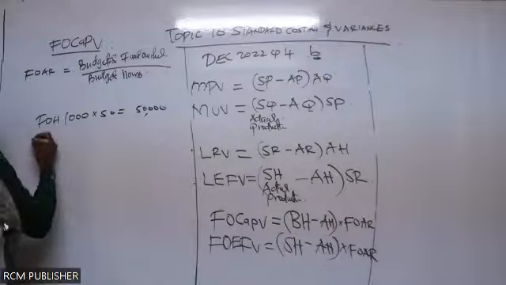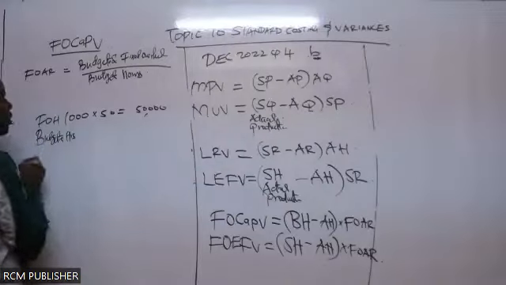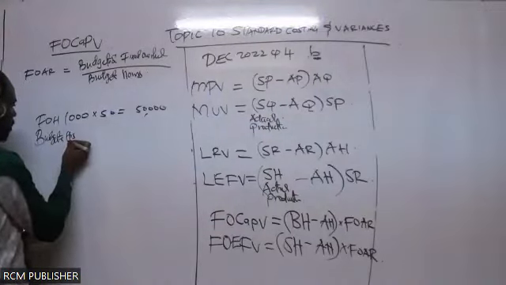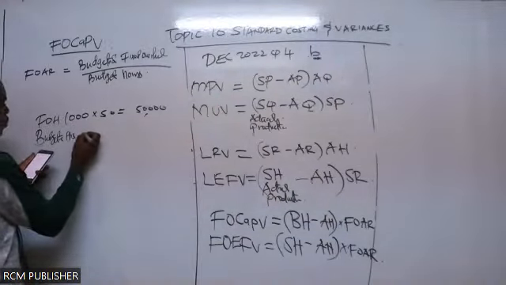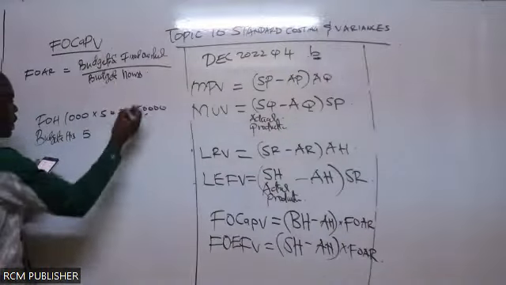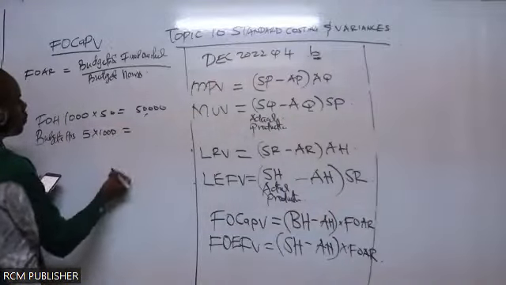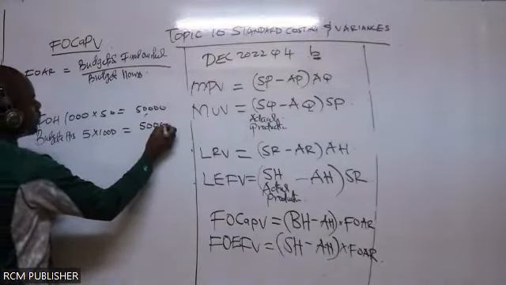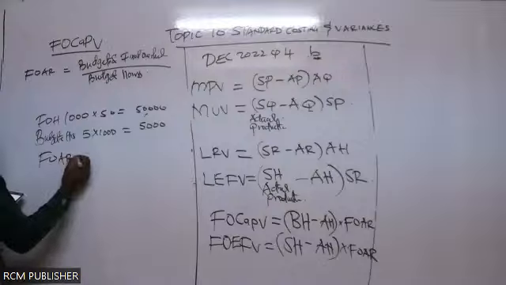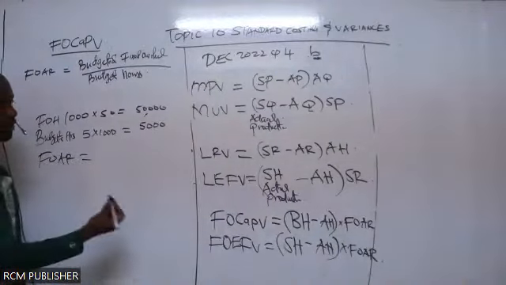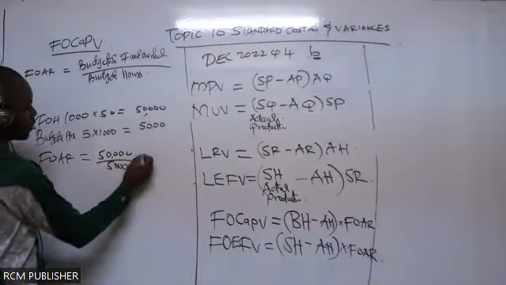Then activity level, so budgeted hours. Our budgeted hours is hours per unit, which we have seen is 5 hours per unit of tea, but then they are intending to produce how many units? 1,000, to give us 5,000. Now, if we follow our formula here, the fixed overhead absorption rate, 50,000 divided by 5,000, gives us 10.